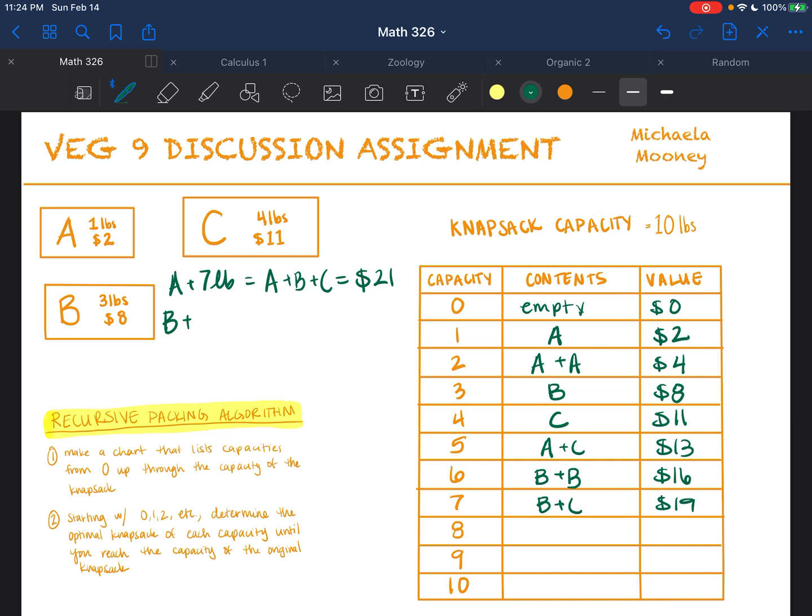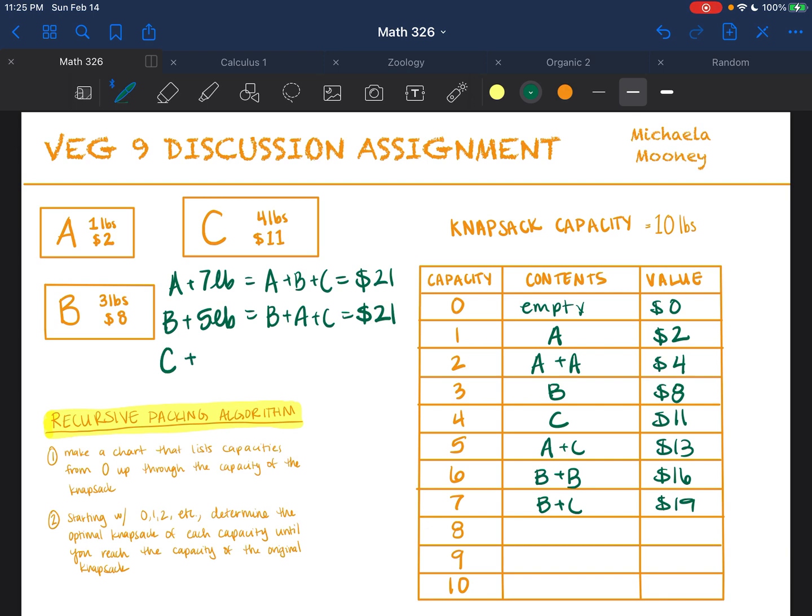After A, we look at B. B weighs 3 pounds. So if we fill 3 out of our 8 pounds, that means we have 5 pounds left over. And we look at optimal 5, which is A plus C, which is $13. So we do our original B plus A plus C. And A plus C is $13. B is $8. Adding those together, we get $21.